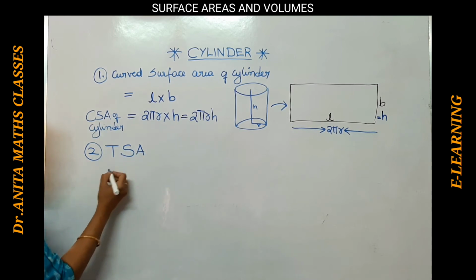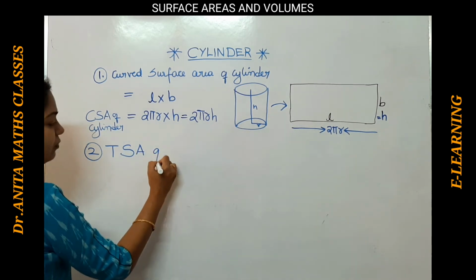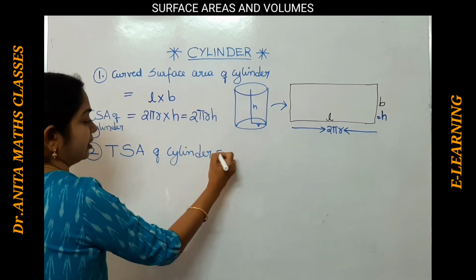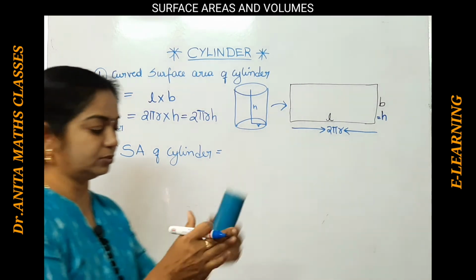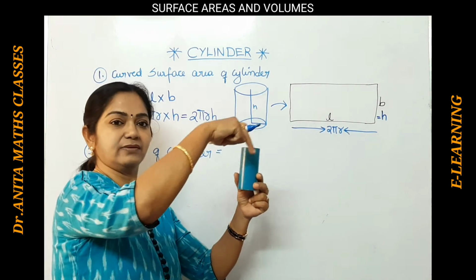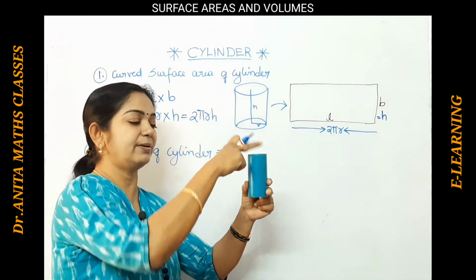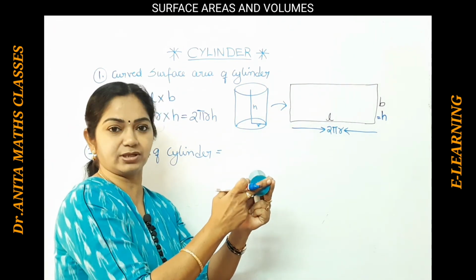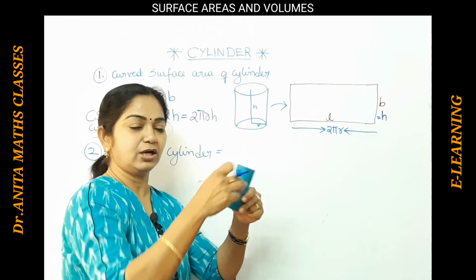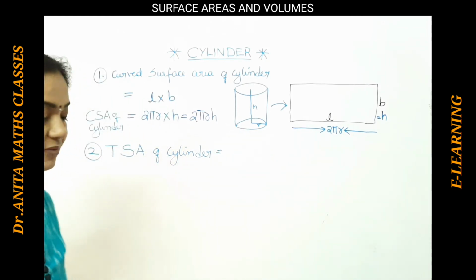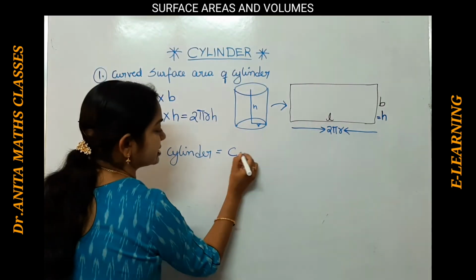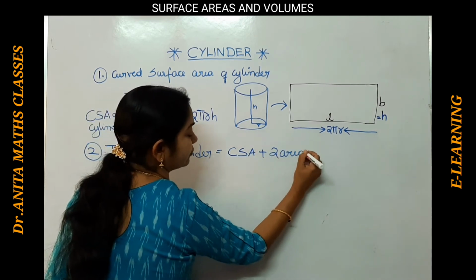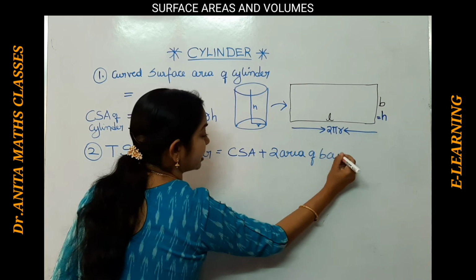This in short is TSA, total surface area of cylinder. Now, if you are taking the same thing here, the wooden one, this CSA, curved surface area, plus the area of the base circles, area of the top circle and the bottom circle. Both the circles, total is called the total surface area. So, CSA plus 2 area of base circles.